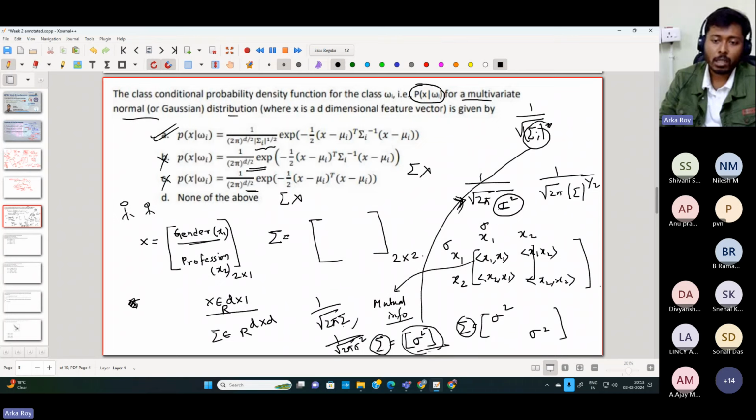You are writing sigma only. In case of 1D, it becomes this small sigma square. In case of 2D or ND, it's a matrix, so you cannot just get this solution.